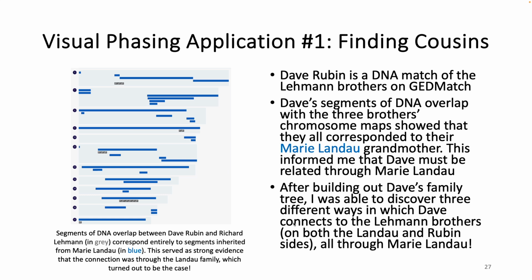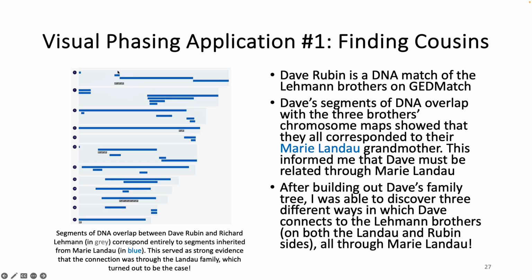But it's useful. This analysis is useful across the board. It's not just for endogamous populations. But I have a good example here. There's a DNA match on GEDmatch whose name is Dave Rubin. I don't know much about him, but he seemed to be a significant DNA match.